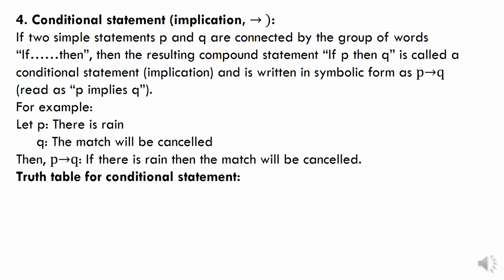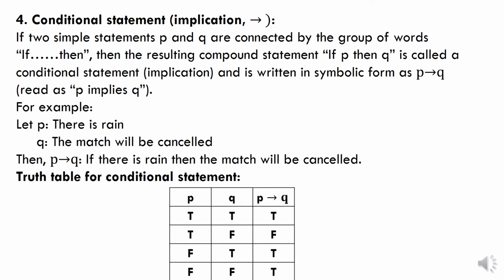Now the truth table for a conditional statement. As usual, you can see there are three columns, P, Q and P implies Q. If P is true and Q is true, P implies Q is true. If P is true but Q is false, then P implies Q is false. If P is false and Q is true, then P implies Q is true. And if P is false and Q is false, then P implies Q is true.